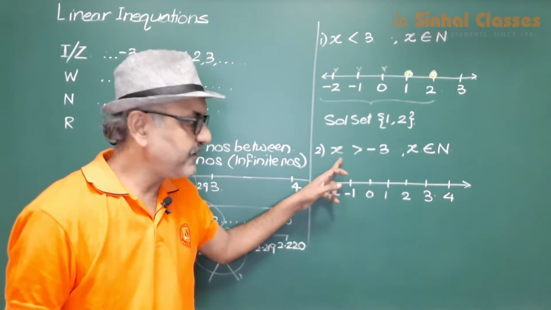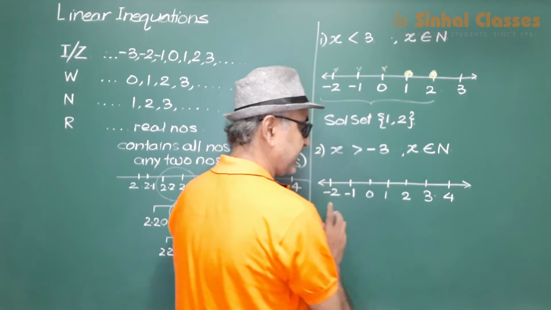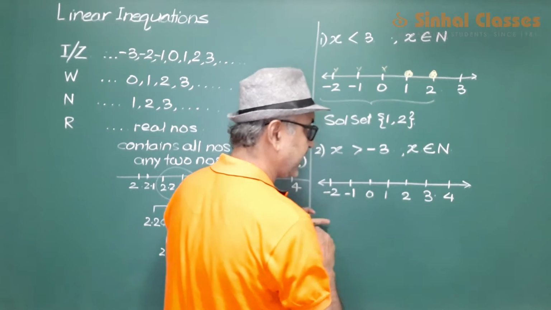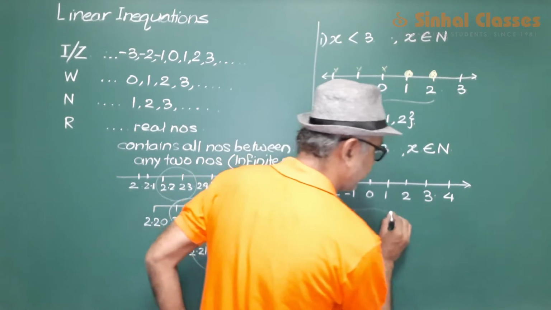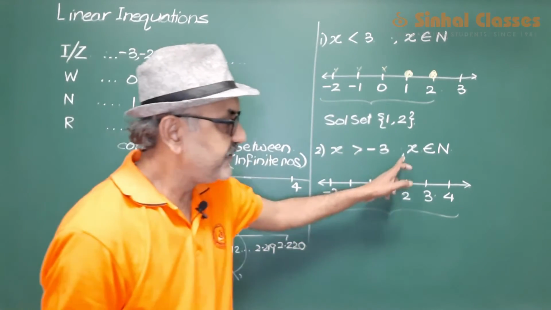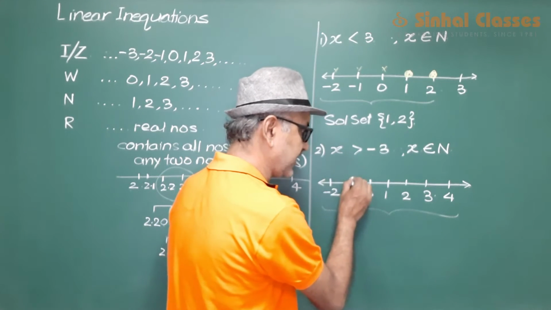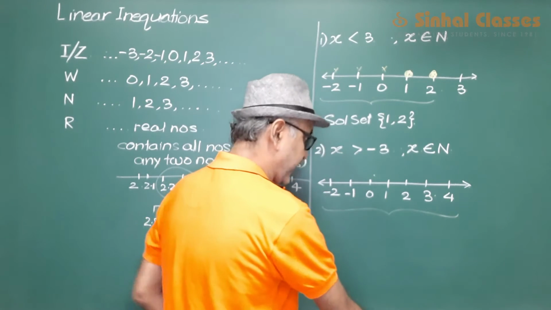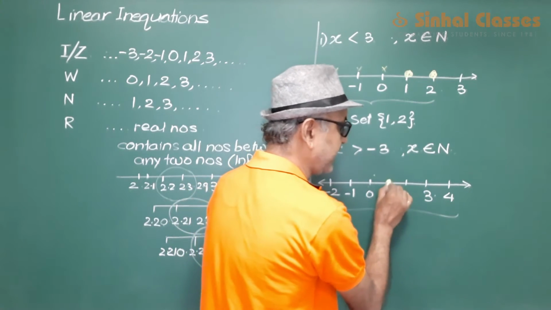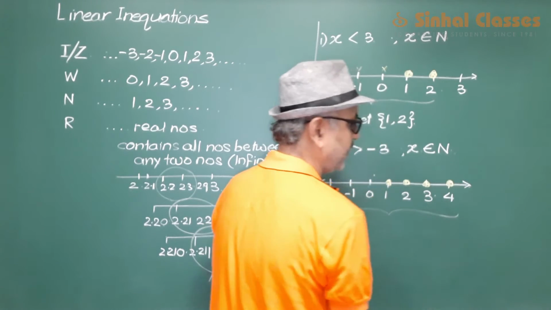We have to find a number which is greater than minus 3. Greater than minus 3 means all the numbers to the right of minus 3. To the right of minus 3 is minus 2, minus 1, 0, 1, 2, 3, 4 and so on. But we have to select only those numbers which are natural numbers. You can see that this is not natural, this is not natural, this is not natural. So finally the numbers which are natural and greater than minus 3 are 1, 2, 3, 4.